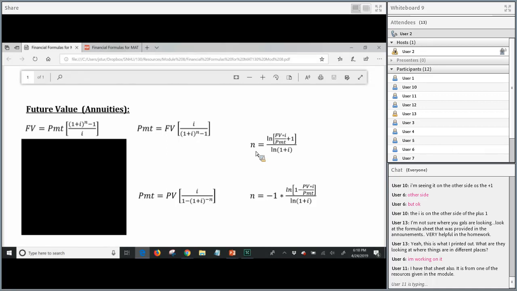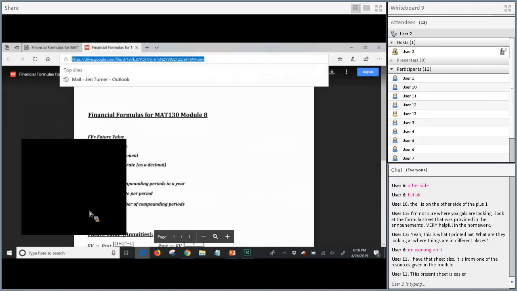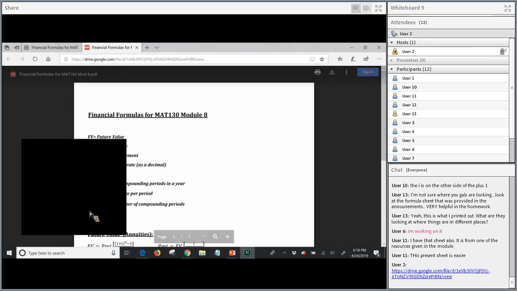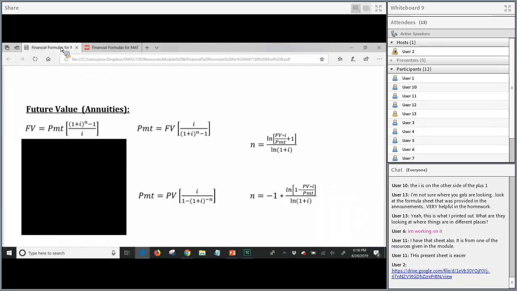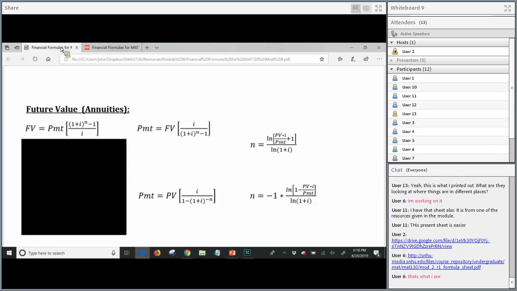Okay, so it must just be a sheet that someone else created and that the school uploaded, but the formulas basically are going to be the same. So I would use this one. Let me do this. I have this uploaded to my Google Drive. So here's a link to that. See if you can just go to that, and that should have the same formula sheet that we're looking at. And then everyone should be on the same page. So Amber, if you click the Google Drive link that I put, do you get this formula sheet that we're looking at?